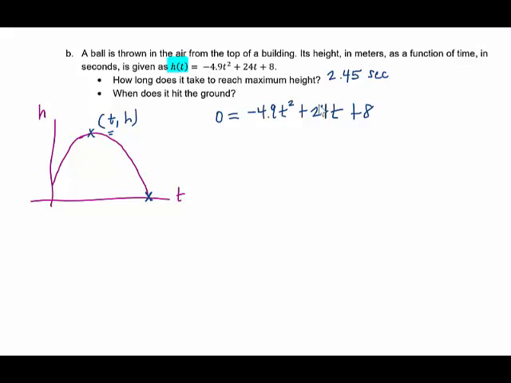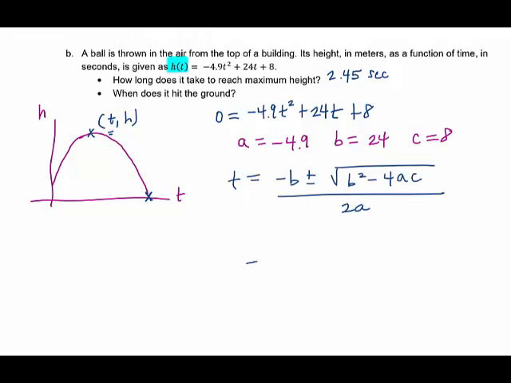If you recall, we have various methods for solving a quadratic equation. One is factoring, another is completing the square, a third, which may be the route we'll take, is using the quadratic formula. So we first determine a, b, and c, and a is negative 4.9, b is 24, and c is 8. And then we'll substitute those values into the quadratic formula.